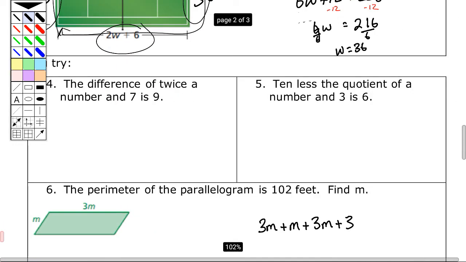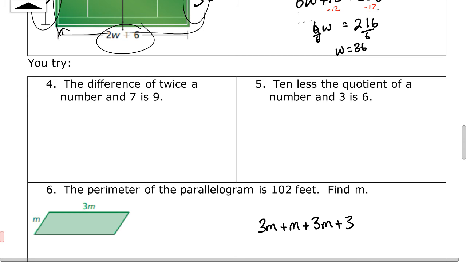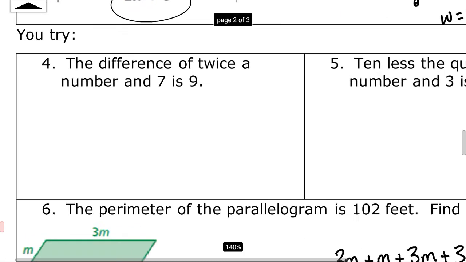Alright, why don't you pause the video and try these on your own? They're a little tricky when you're first starting them, but you get the hang of it.